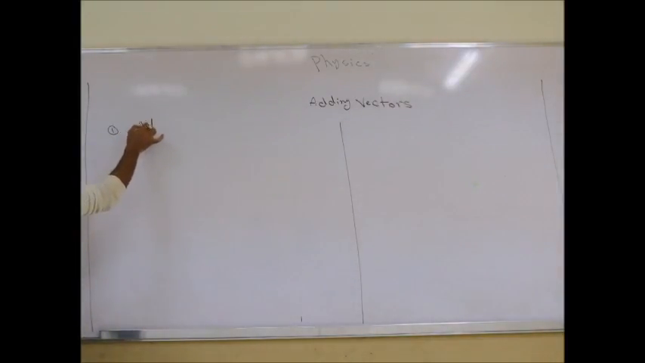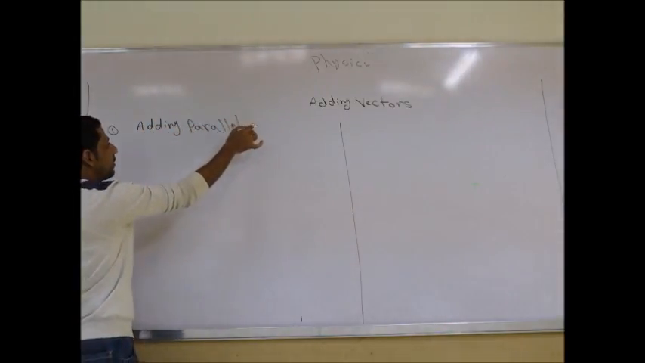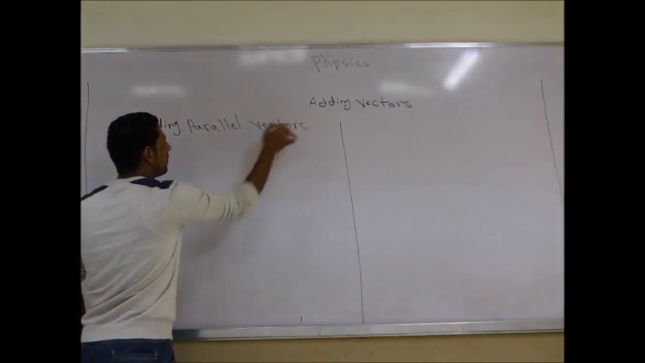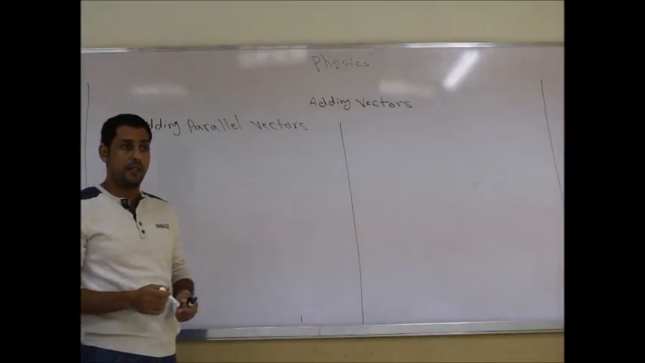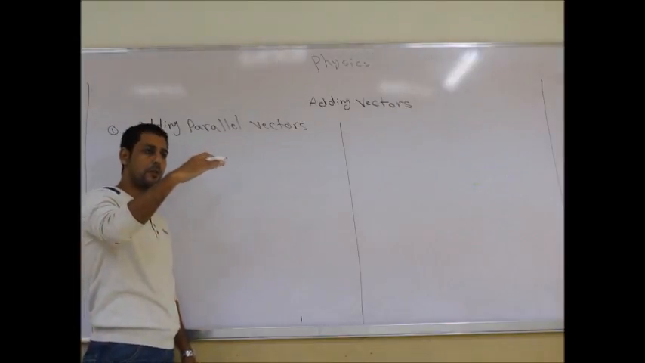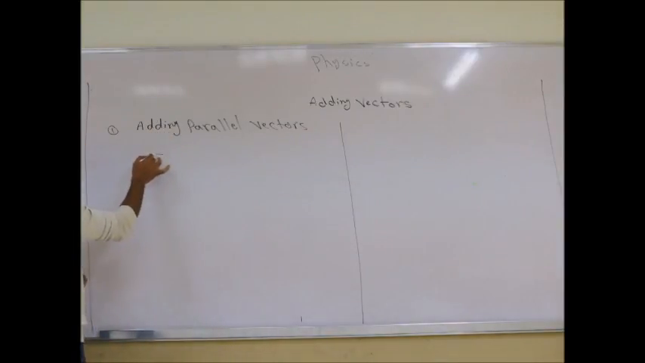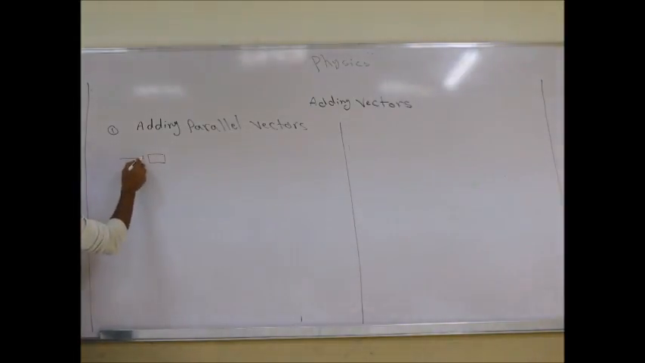Adding parallel vectors means the vectors are on the same axis, so all the vectors are on the x-axis or all the vectors are on the y-axis. For example, let's say there is an object, and we have two forces to the right. The first one is called F1 and the second one is called F2, in this direction. This is 10 Newton, for example, and this is 5 Newton.